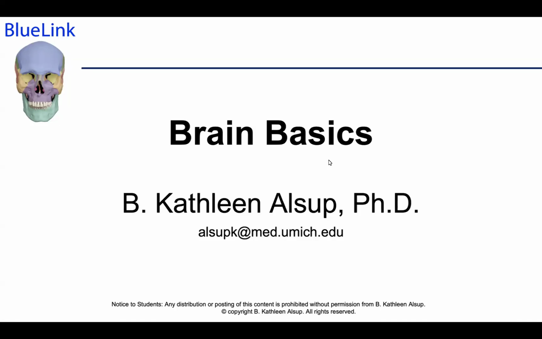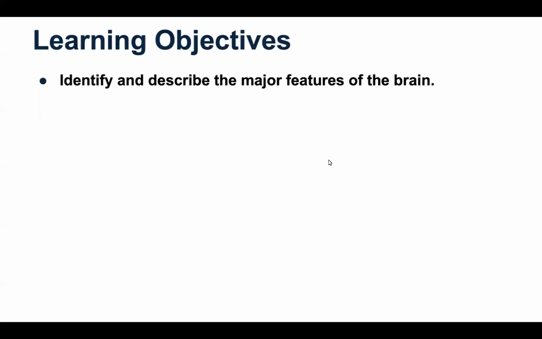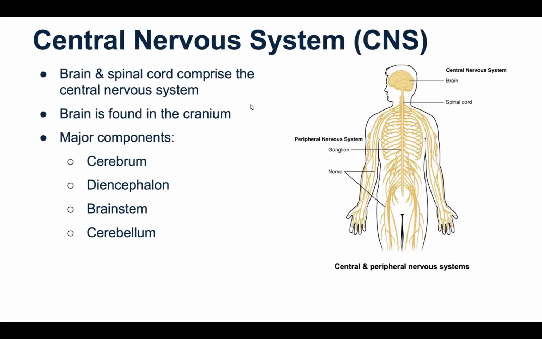This is Dr. Alsop, and in this video, we will be discussing the very basics of external brain structures. In essence, we're really going to begin to discuss the terms that we need to know before we get into the more complex concepts discussed in upcoming clinical lectures. So this will be very big picture. We will be identifying and giving some basic descriptions of those major features of the brain.